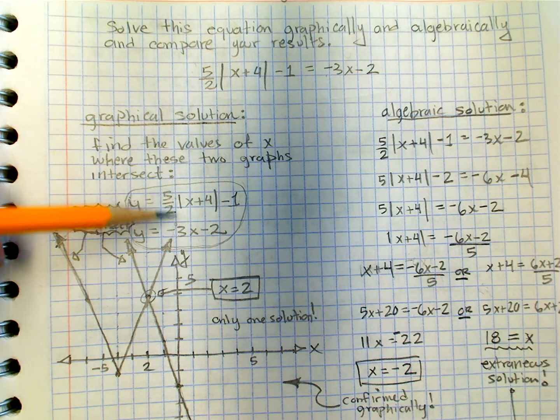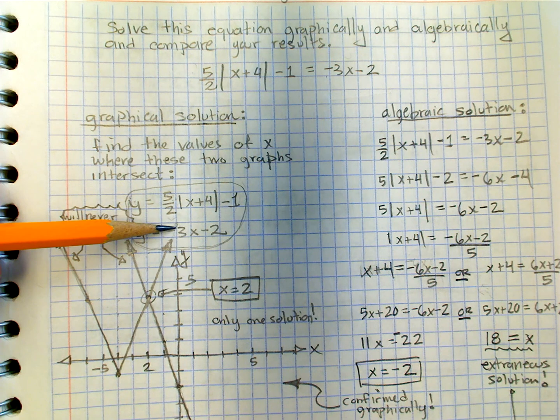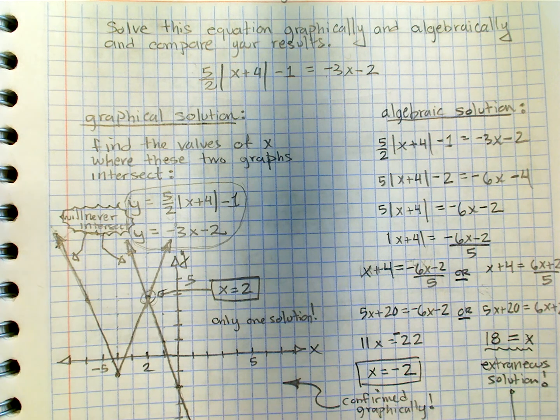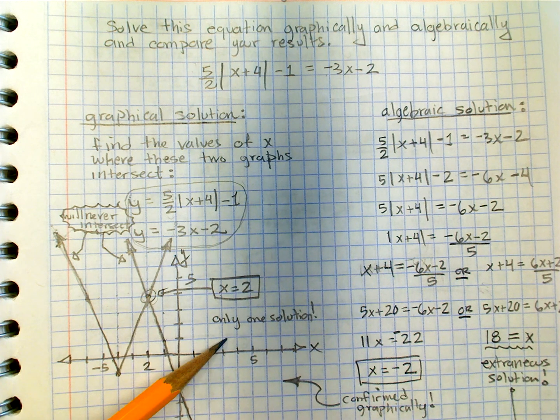Well, these two expressions, when they're equal, that's when the x value and the y value are the same. And so that's really at the point of intersection. And on my graph, I just show one point of intersection here. And x equals -2. And that's my solution.